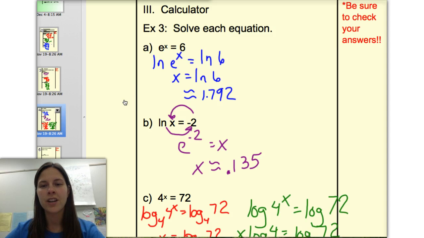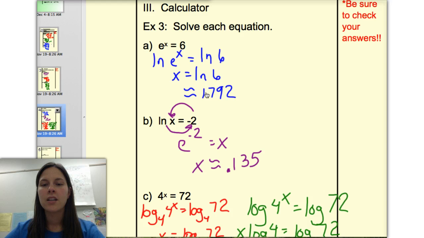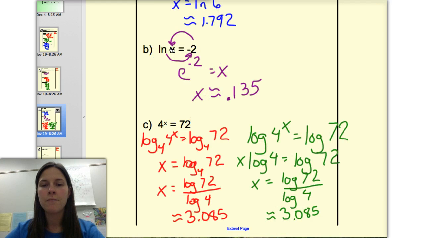And once again, I forgot to check my answers, so we're going to do that real quickly before we move on. Our first one was an exponential. Domain is all real numbers, so we're good. Our second one is a log. We got a positive answer. The domain of a log is x is greater than 0, so we got a positive answer, so that works for that one as well. And our last one is an exponential, so our answer works for that one as well, with the domain being all real numbers.